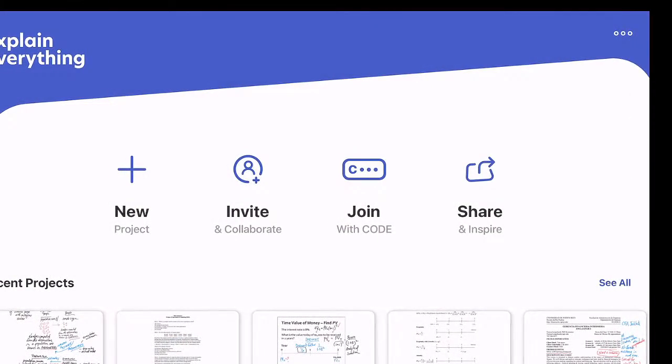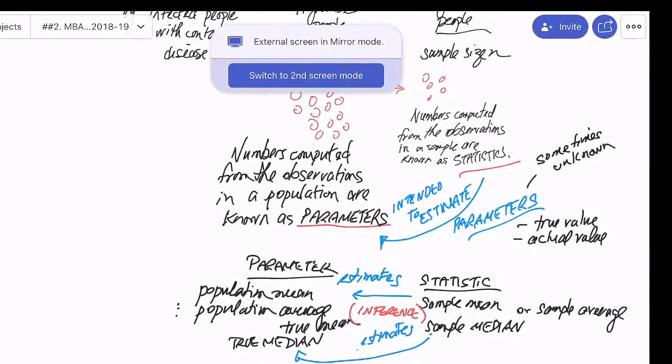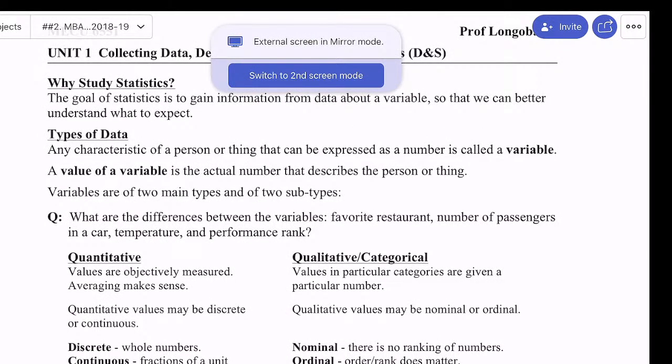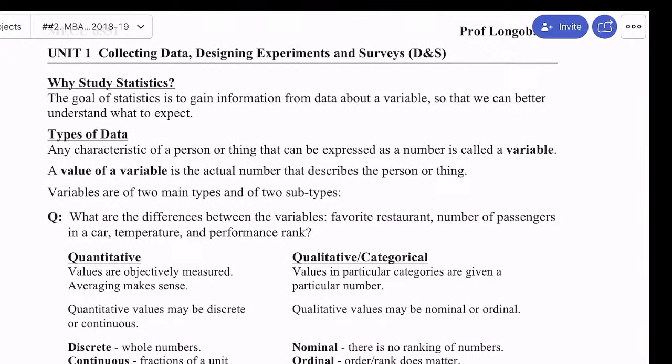All right, so the goal of statistics, and if it seems like I'm going too fast, just take a screenshot. And thank you for all your comments. The goal of statistics is to gain information from data about a variable. I didn't use that word exclusively, but a characteristic or variable, we'll talk about that, so that we can better understand what to expect.